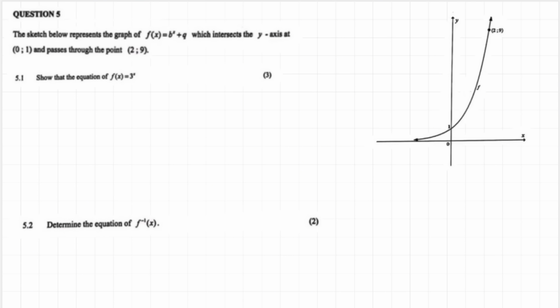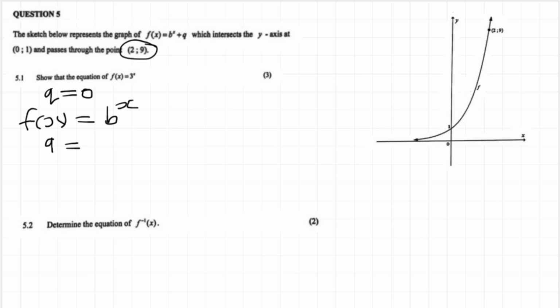What you must understand on this graph is that there is no horizontal asymptote here, so q is automatically going to be equal to 0. So we're going to be left with f(x) equals b^x. In order for us to find b, we need to substitute any point that is passing through that graph, which we're going to substitute this one.